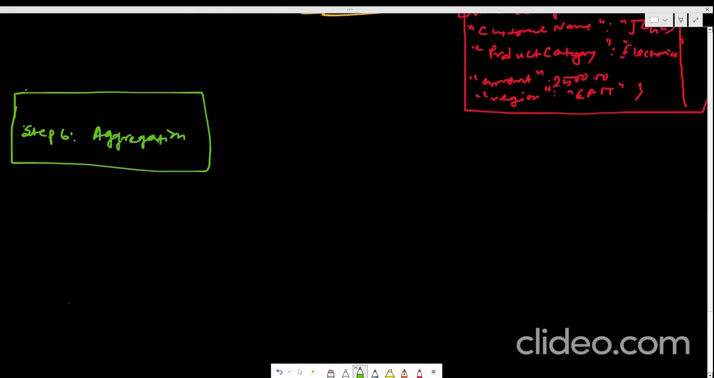So what does this aggregation mean? Flink can calculate the metrics continuously, right? Suppose the company wants the total sales for every 5-minute window. There are several kinds of events generated, right?